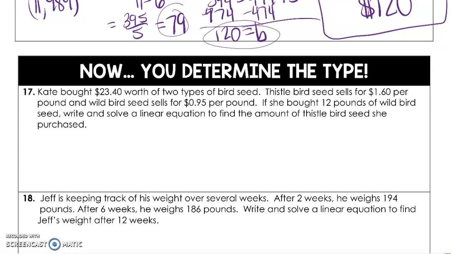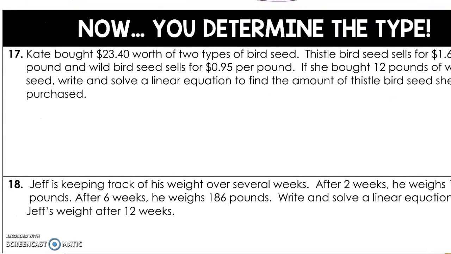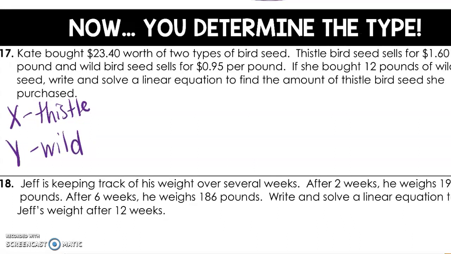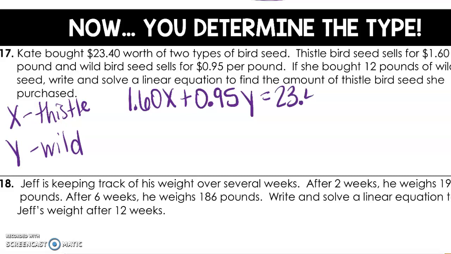So if we look at our first one, right away it says 2 types of bird seed. That tells us that we have our standard form one, where we need to use our X and our Y. X is going to be the thistle bird seed, and Y I will use for the wild bird seed. So $1.60 per pound of the thistle, so $1.60 X, and then 95 cents per pound for wild, and we spent a total of $23.40. So there's your first step, coming up with your equation.